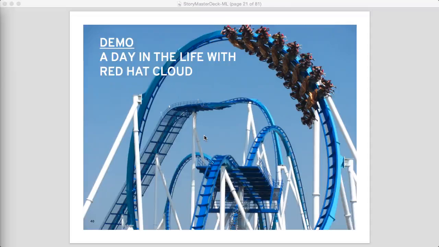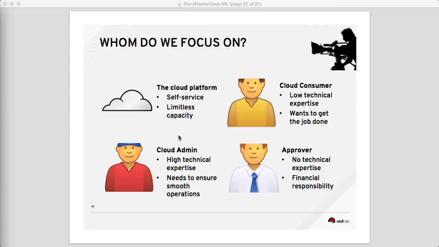So let's get started. Demo: a day in the life with the Red Hat Cloud. As you can see, it is quite a ride that we've built here and that we're going to take you on. The first thing is, whom do we focus on? Well, a key and main star of the demo is, of course, the cloud platform itself that provides, in a self-service fashion, limitless compute capacity to the various different roles. And the key role is then the cloud consumer, who does not necessarily have to have the greatest technical expertise. He just wants to get his job done.